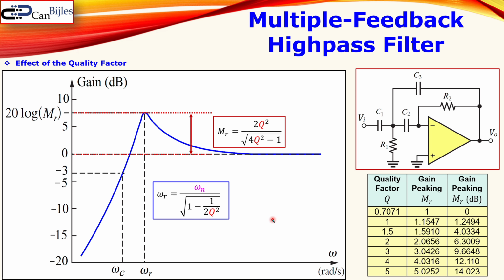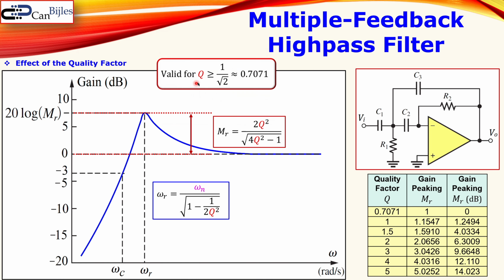And you see here also some values for the quality factor. It was only valid for Q equal to 1 over the square root of 2 or larger, which is approximately 0.7071. If you substitute this exact value here, you get exactly 1, which is 0 dB, so you don't have any gain peaking. Now if you increase the quality factor, let's say to 1, you get here approximately 1.15, so your gain peaking in dB will be approximately 1.25 dB.